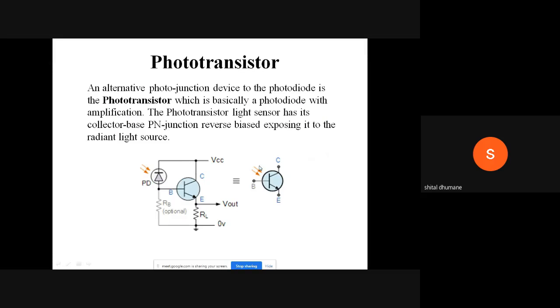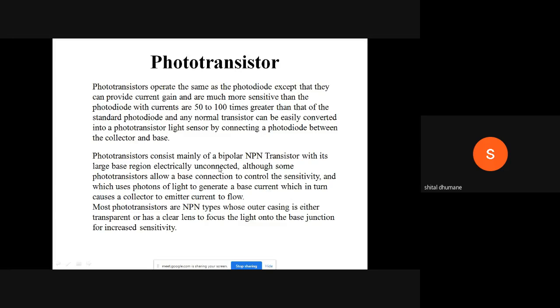So this is your NPN type of transistor, and light will fall generally on the base region. This NPN transistor has a large base region electrically unconnected. Some phototransistors allow the base connection to control the sensitivity, as light falls on that base region, and it uses photons of light to generate a base current, which in turn causes collector-to-emitter current to flow.